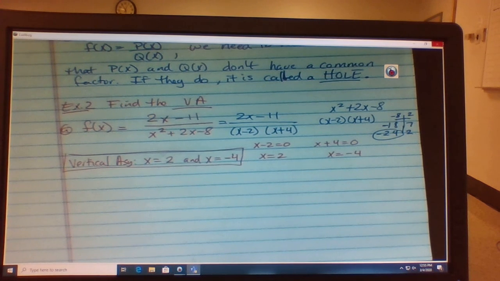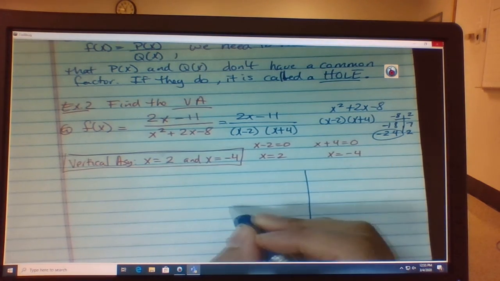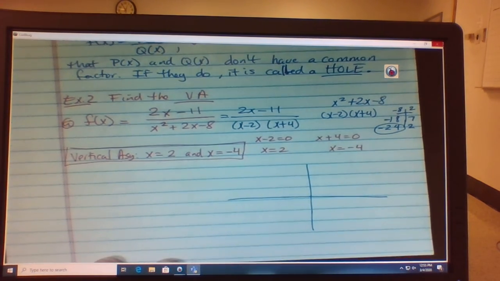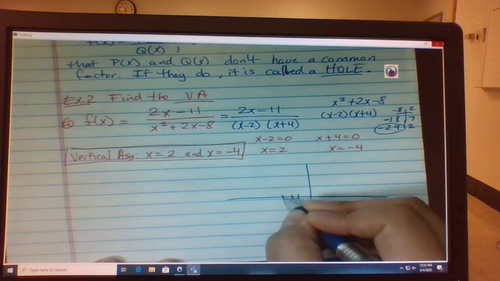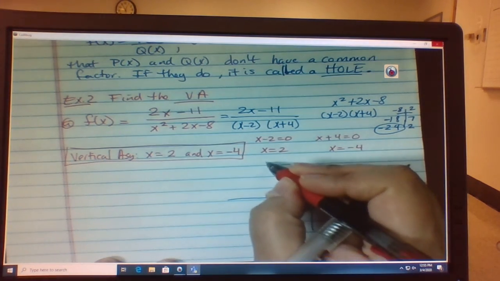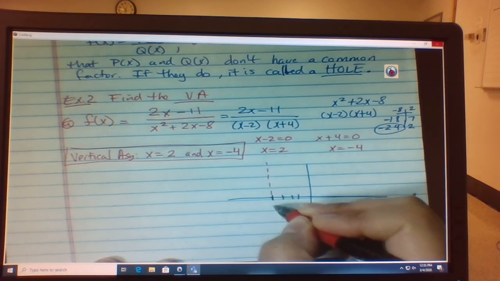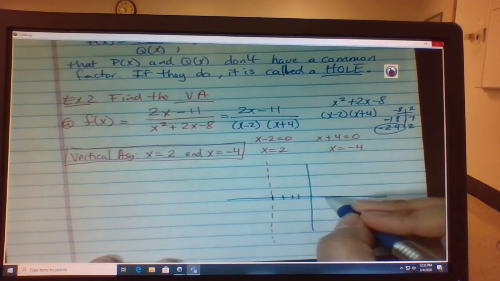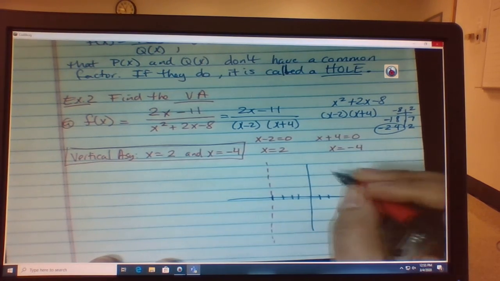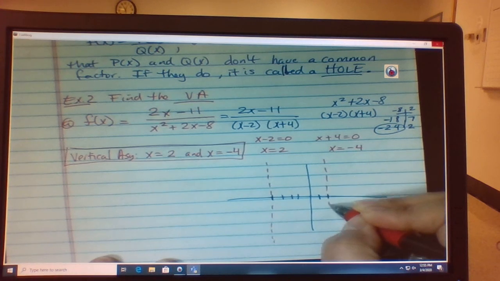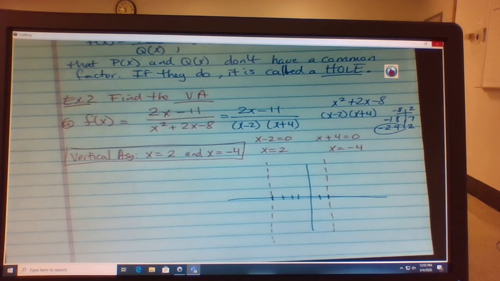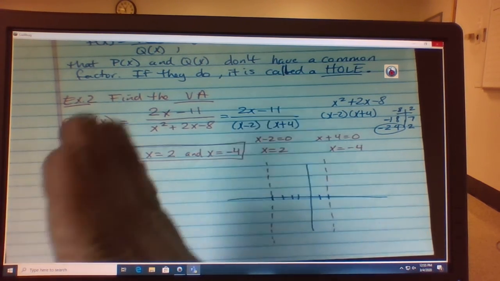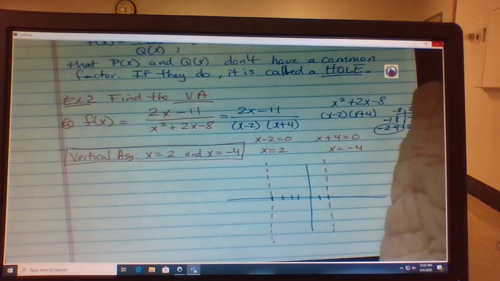So just so you could imagine what's going on, not that we're going to be graphing right now, but basically you have a graph. At -4, there's this little invisible line that you cannot see at x equals -4 and x equals +2. That's going to break the graph into 1, 2, 3 parts.